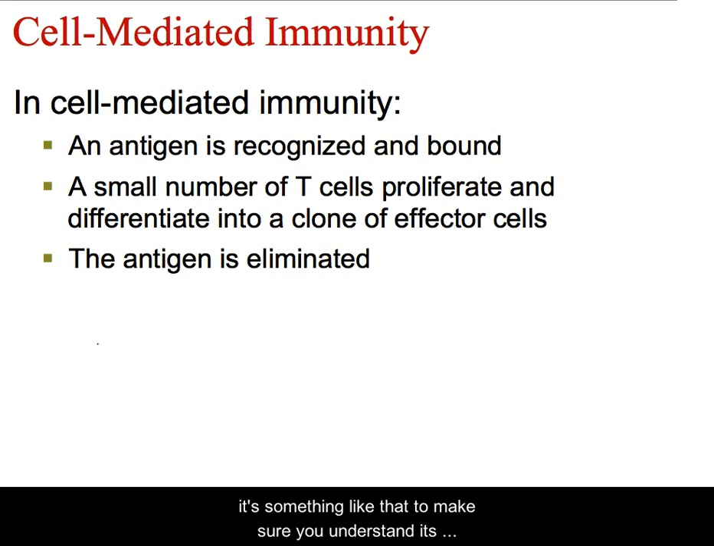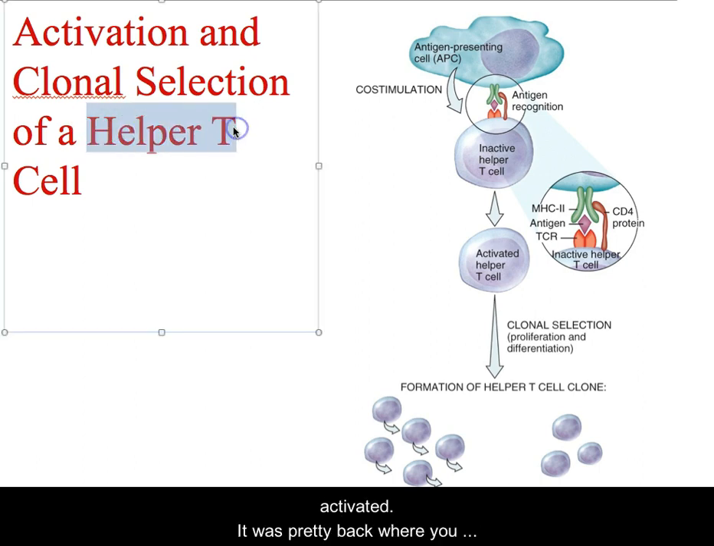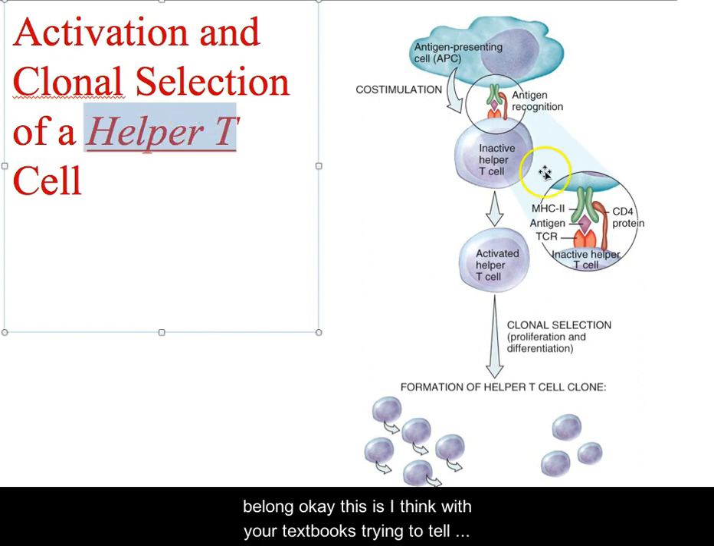Here's a clonal T cell where you have an antigen presenting cell. Take a look at that macrophage. It's presenting that antigen here. And what you need to pay attention to here is there's that T cell receptor on its cell surface. And because it's a helper T cell, let's bold that, underline it, to make sure you understand its significance. That helper T cell has a CD4 protein on it.